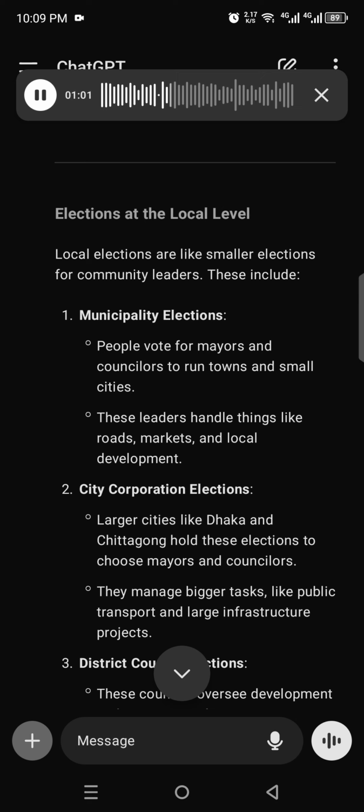1. Municipality elections. People vote for mayors and councilors to run towns and small cities. These leaders handle things like roads, markets, and local development.